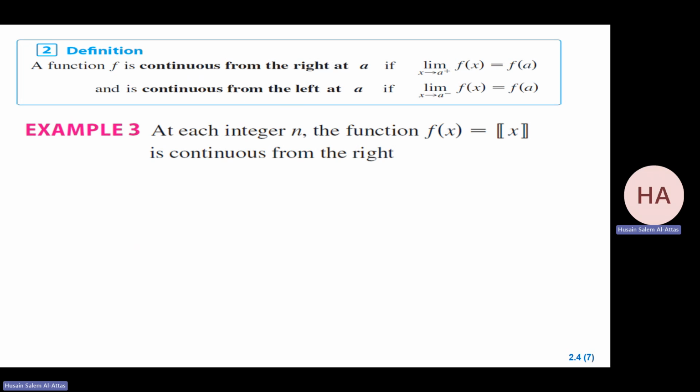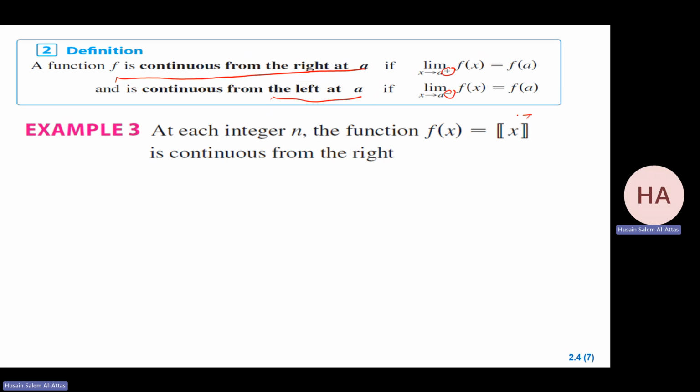Also, we need to define whether the function is continuous from the right or continuous from the left. What's the meaning of this? f is continuous from the right if the limit from the right, as x goes to a from the right, is equal to f of a. From the left, if the limit from the left is equal to f of a. Why do you need this? Actually, let me do it in the next one.